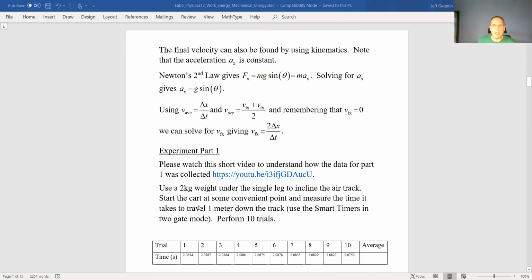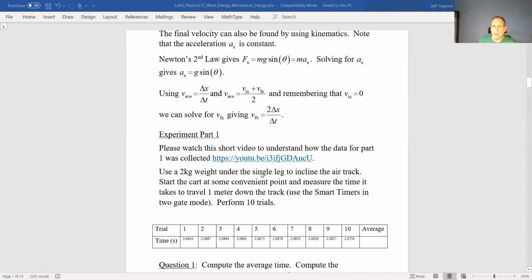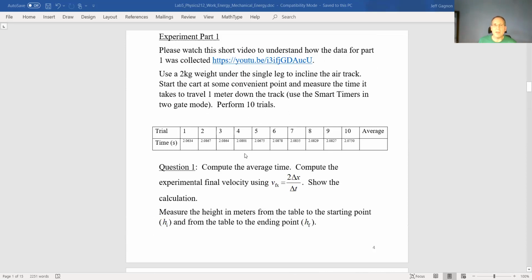Okay, so for the experiment, make sure you watch the video so you can see exactly how I got all this data. The first table is the time it took that cart to travel the 1 meter down the air track. It started at rest and traveled 1 meter, and this delta t is the time. I did 10 trials and measured the time it took to travel down the air track 1 meter. So for question 1, I want you to compute the average time, rounded to 4 decimal places. And now compute the experimental final velocity, for which we derived the formula earlier.